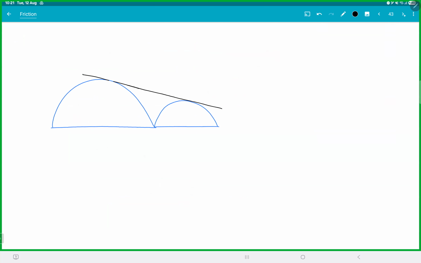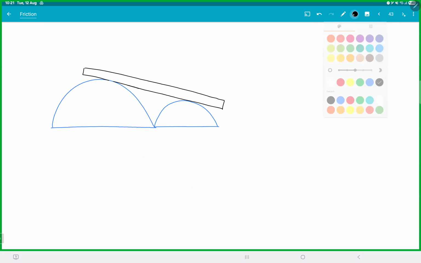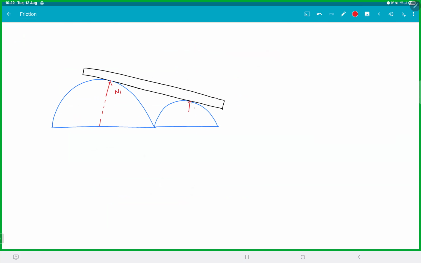So this rod will be a tangent. So this will be normal reaction N1, N2. Sorry, this will be friction F1. This will be friction F2. This will be mg sine theta. This will be mg cos theta. We will find that theta. So if you extend this line here, this will be theta.